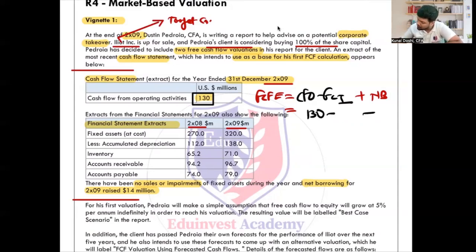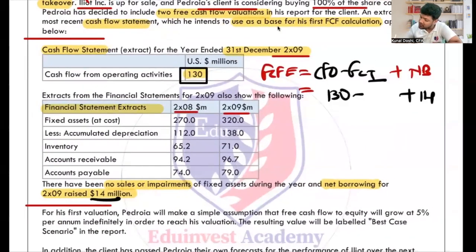So my net borrowing, they have already told me, is 14 billion. Fixed capital investment for the current year: how do I get it? See, I have the last 2 years data. This was 270 and this is 320. Ideally, the difference between these two, since there is no impairment or any other adjustment, can I say the only difference is due to purchase? So my fixed capital investment is going to be 50, the difference between both, right?